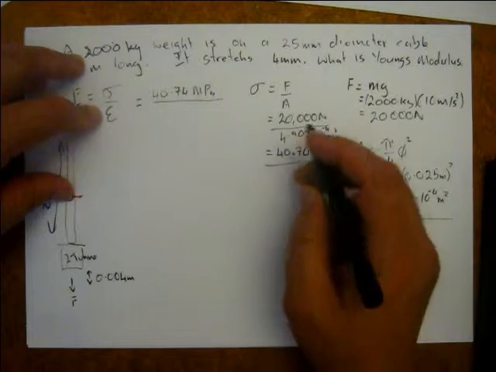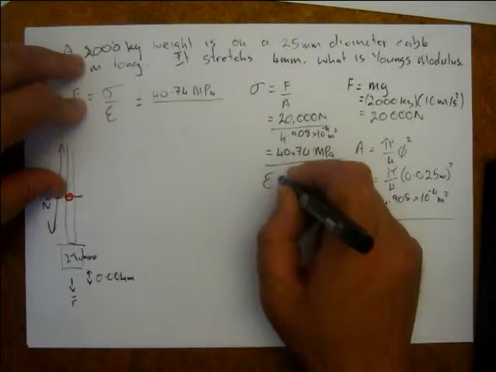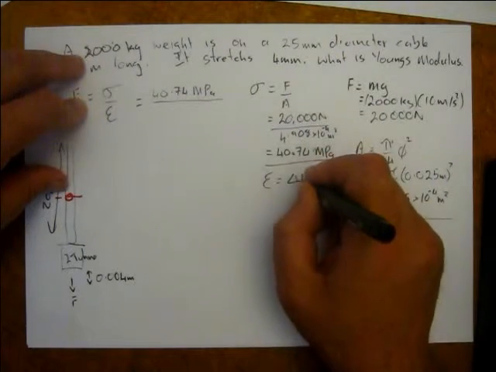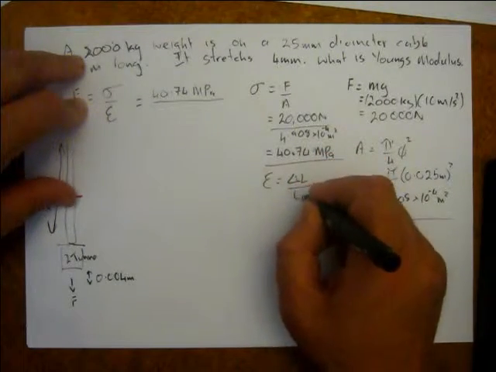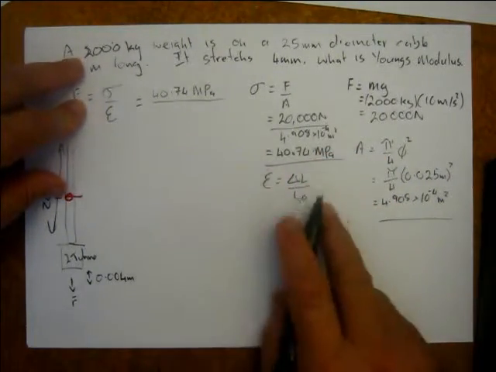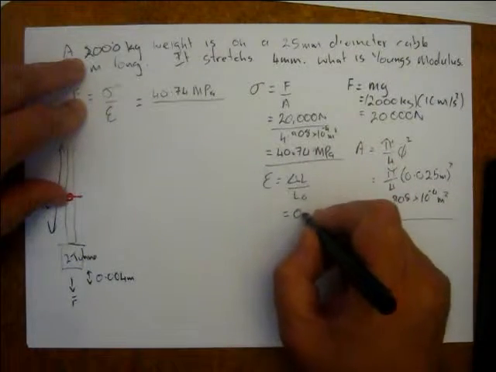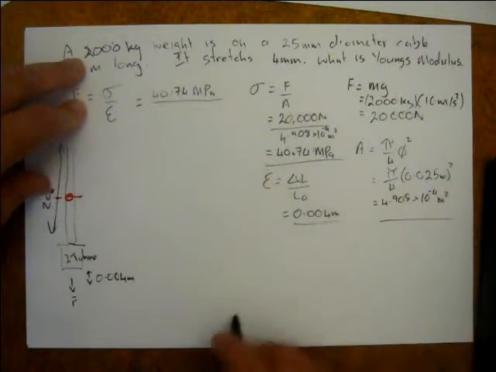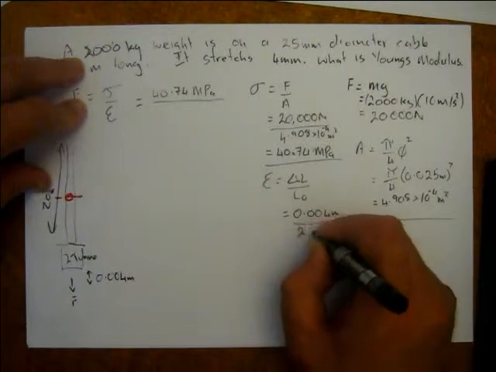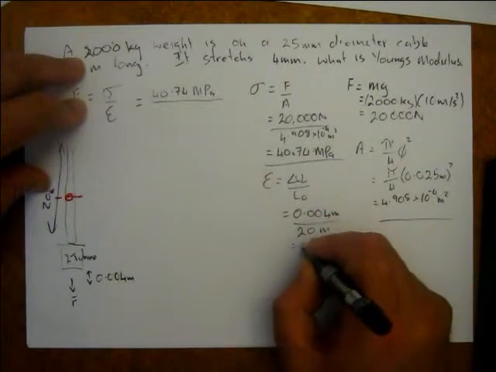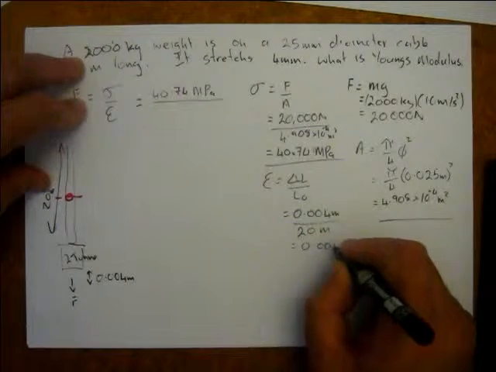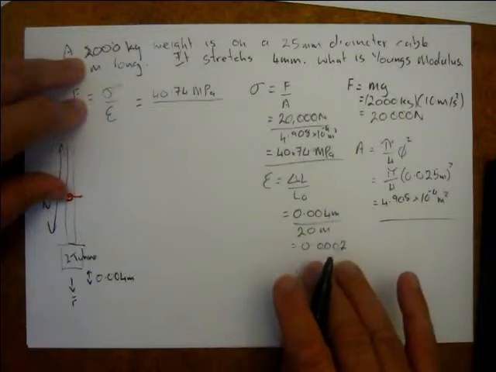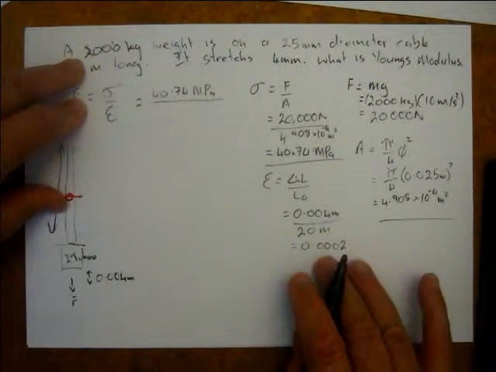Well, we can work it out. So the strain is going to equal change in length over the original length, which is equal to, well, it stretches 4 millimeters. 4 millimeters is 0.04 meters. Over, how long is the cable? 20 meters. Equals 0.0002. Remember, strain has no unit.